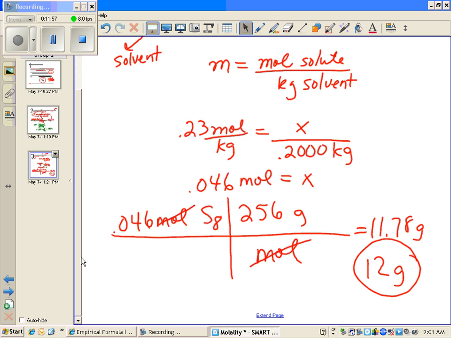Yes? Yes. How to review solute and solvent. Okay. The solute is what gets dissolved. So the solvent is the substance that does the dissolving. Okay? So the solid gets dissolved.